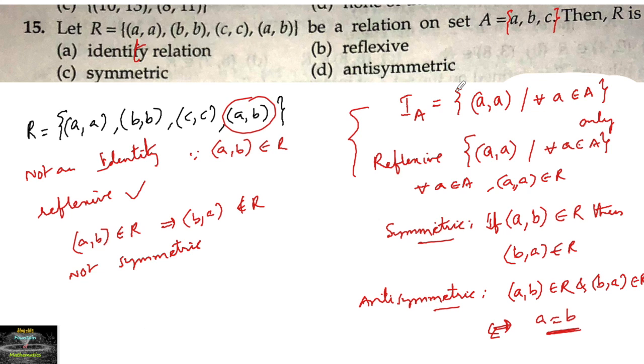And coming to the antisymmetric case, here (a, b) is there, but there is no (b, a), and (a, a), (b, b), (c, c) are possible in antisymmetric. This is the case where we can also say this R is antisymmetric. Suppose we had one more ordered pair (b, a), then it would not be antisymmetric, because (a, b) and (b, a) would require a = b. But (a, b) is the only such ordered pair, so that doesn't matter here.